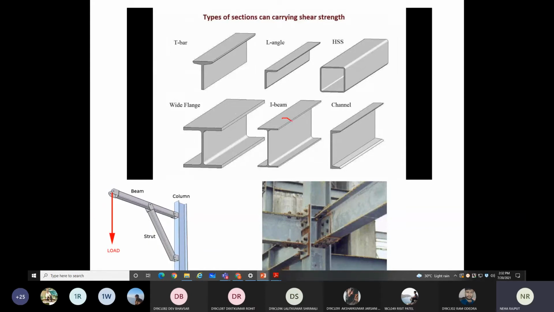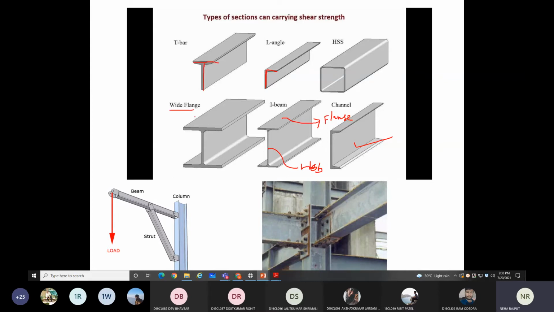This is called the flange member. And this is called the web member, right? So this is from the I section. This is called the channel section. This is the channel section, right? This is called the angle section. Angle. This is called the angle section. This is called the T section, right?